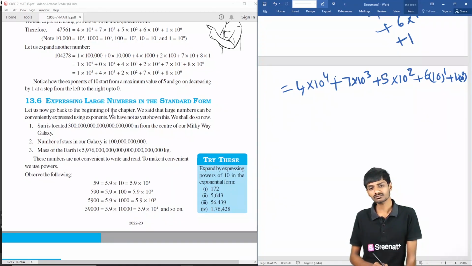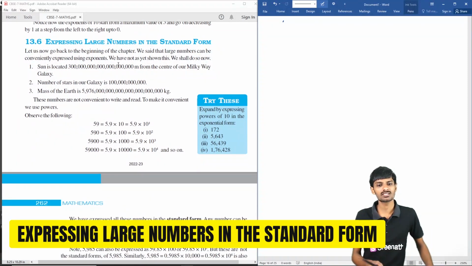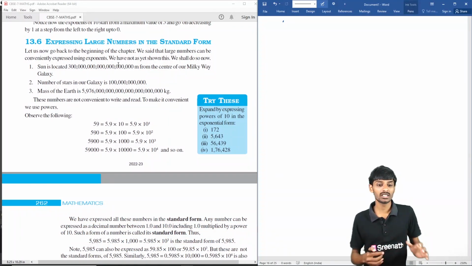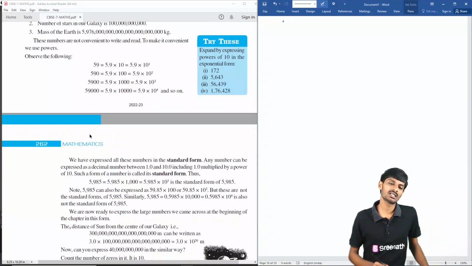Okay students, so here we come across the standard form, expressing large numbers in the standard form. Okay, previously we have come across these. So in the beginning we have told that the sun is located at a distance from the center of our Milky Way galaxy. So how many meters is it? So much distance. The number of stars in the galaxy is also a big number. Mass of earth is a big number. So how to convert them into an easier way?